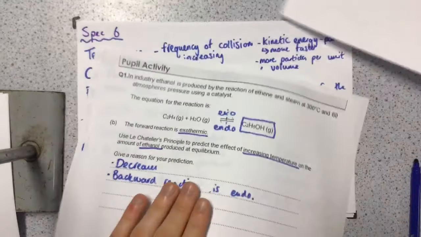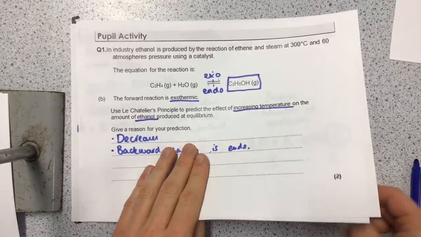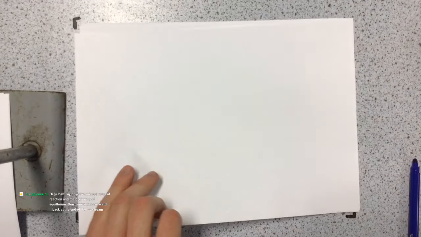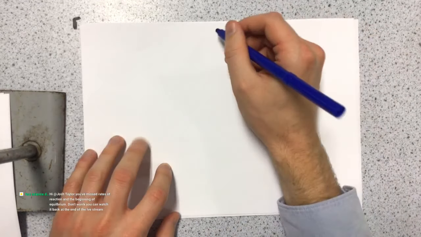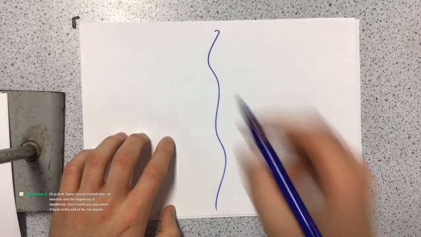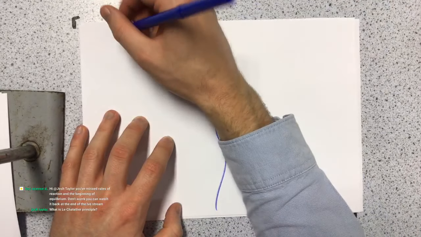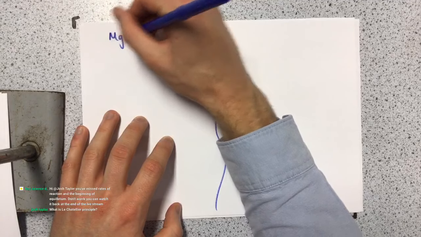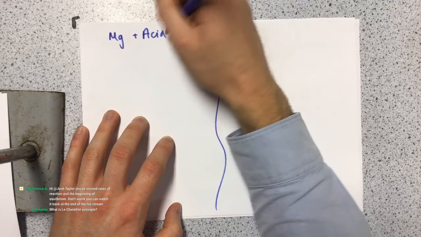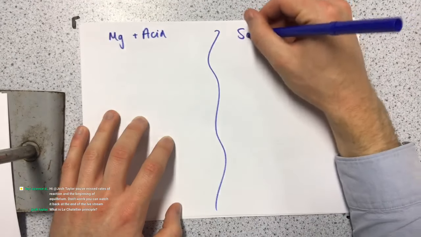What I would just like to mention is go back, and I'm not going to go into too much detail on required practicals, but just bear in mind you have got 2 for spec 6. So in terms of your required practicals, I'll whiz through these. So here you've got the one with magnesium and acid. Here you've got the sodium thiosulfate one.